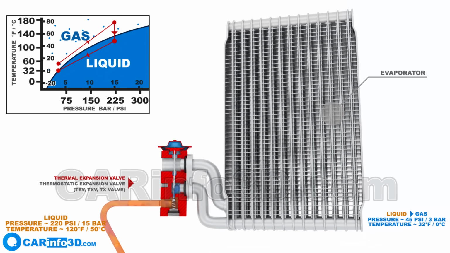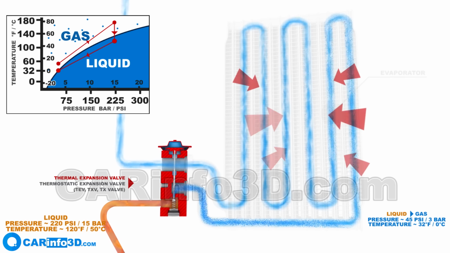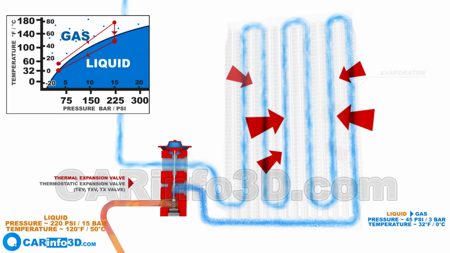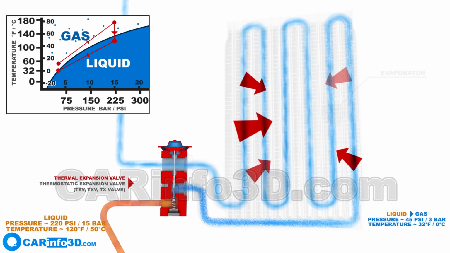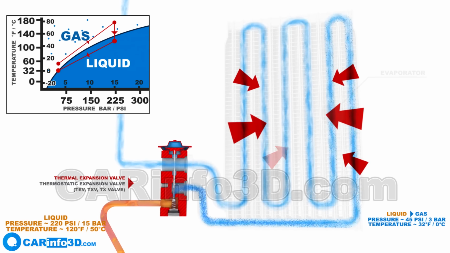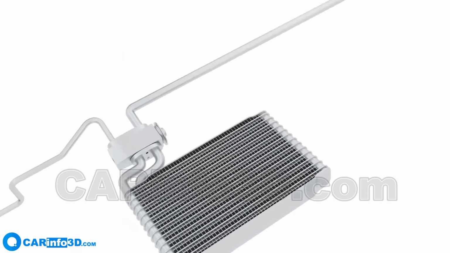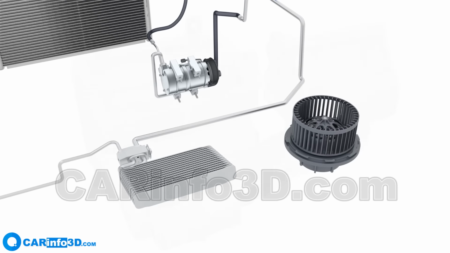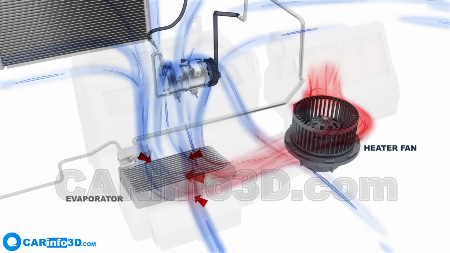Let's streamline the refrigerant path once more for better visibility. Boiling, or the rapid shift from a liquid to a gaseous state, is accompanied by the absorption of heat from the environment, as the conversion of liquid to gas requires heat. In this situation, heat absorption occurs from the evaporator and the surrounding air. So all we have to do now is direct the airflow through the evaporator into the vehicle's interior to reduce the air temperature.